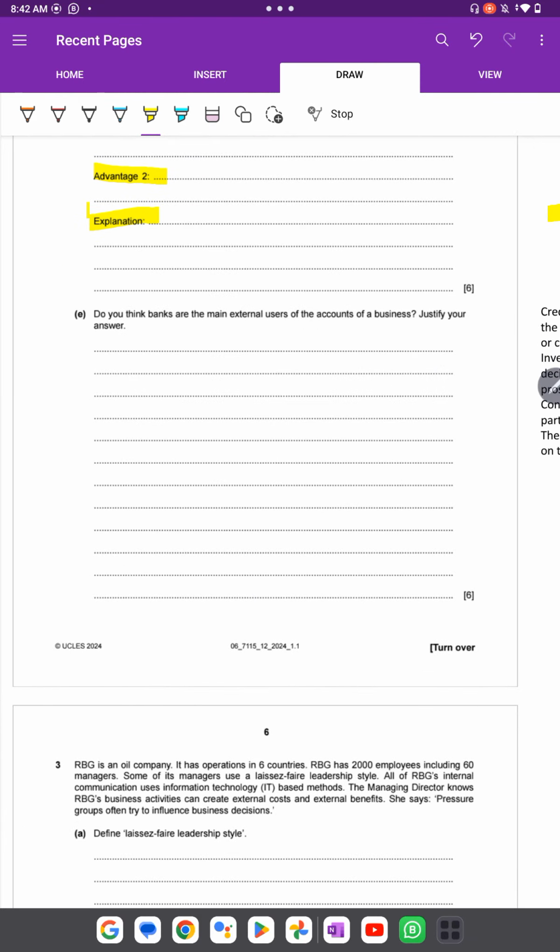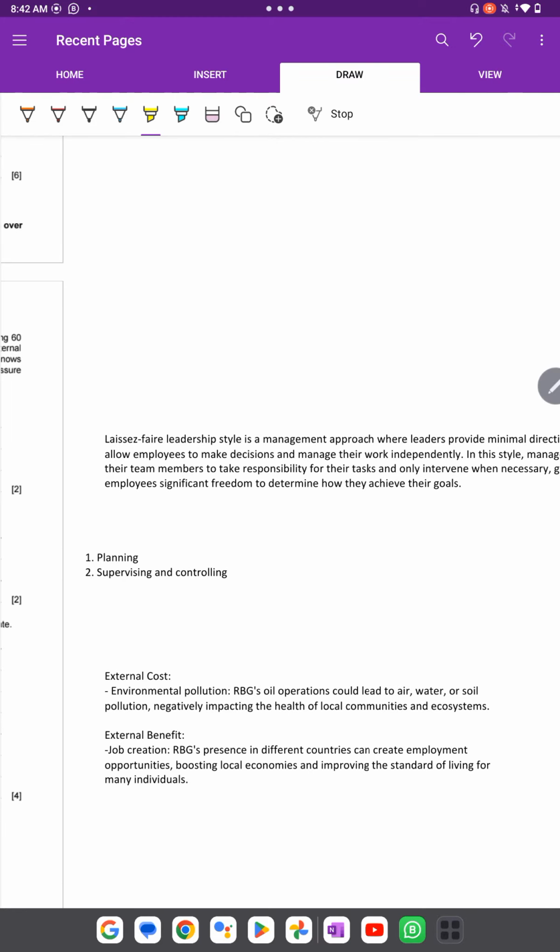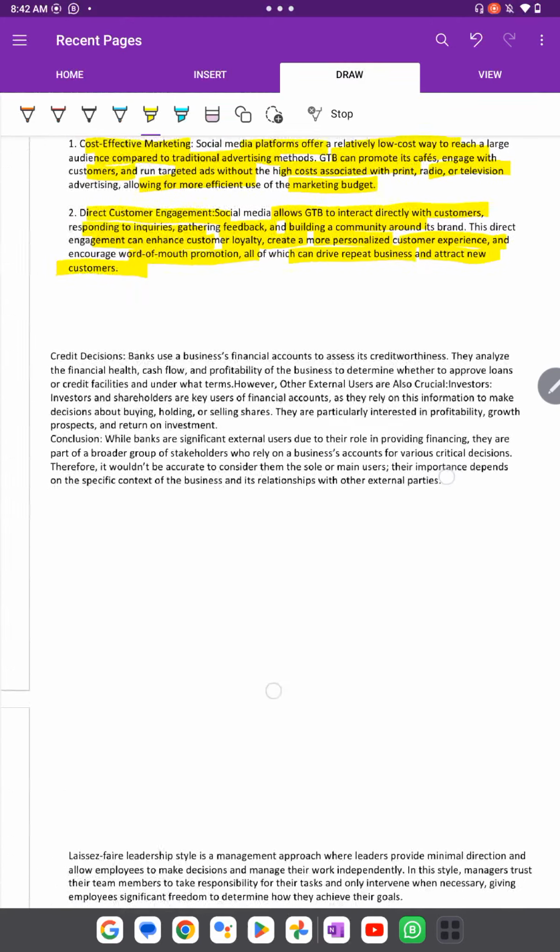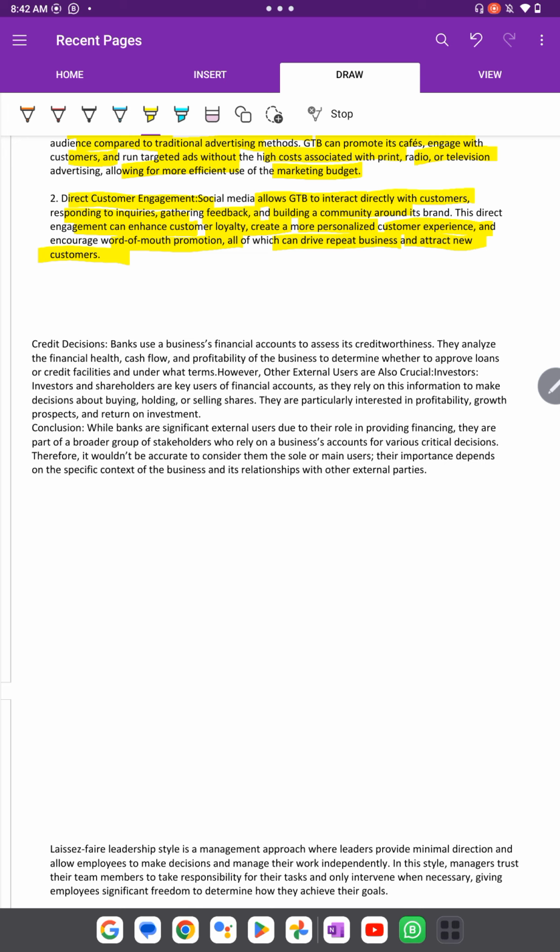The next question is: do you think banks are the main external users of accounts of a business? Justify your answer. Now this is very easy. The first point is that yes, banks are very important for the business, because they give credit. Banks use a business's financial accounts to assess its creditworthiness, and they analyze the financial health, cash flow, and profitability of the business to determine whether to approve loans or credit facilities and under what circumstances.